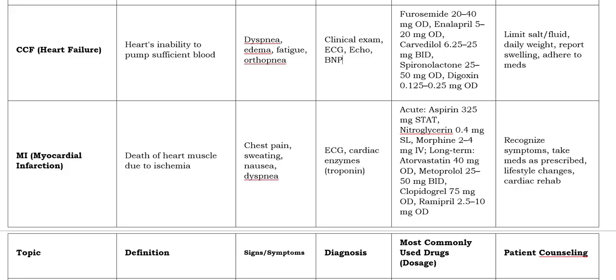What does the source highlight? It emphasizes limiting salt and fluid intake. That's key to prevent fluid buildup, managing the edema and dyspnea. Makes sense. Monitoring weight daily is critical. A sudden increase can signal fluid retention needing attention.